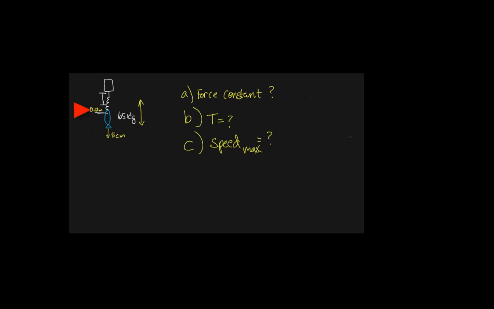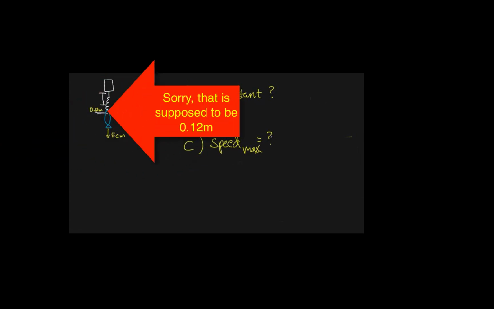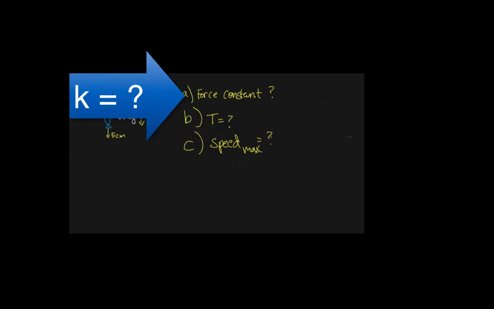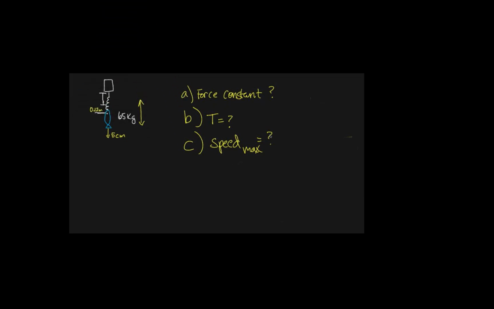So let's say this was the natural length. It stretches the spring 0.12 meters, and we want the force constant of the spring. The fish is now pulled down 5 centimeters and released. What is the period of oscillation?